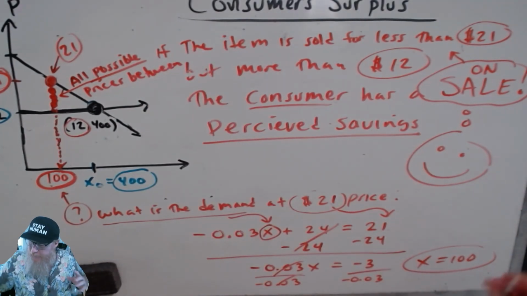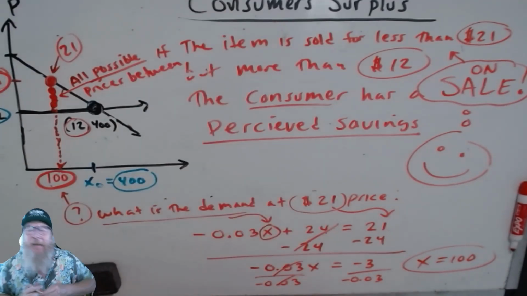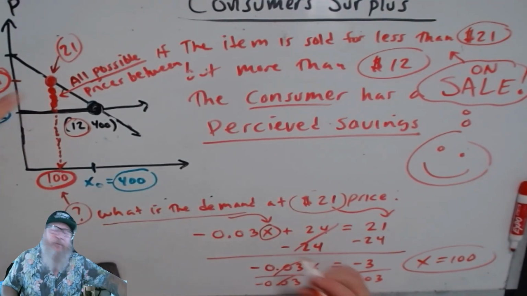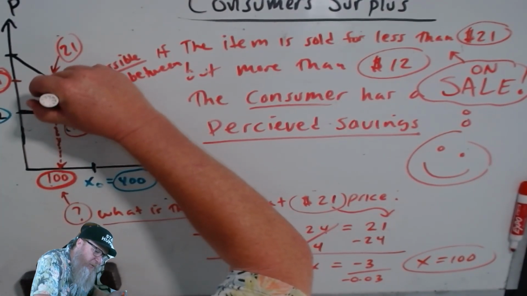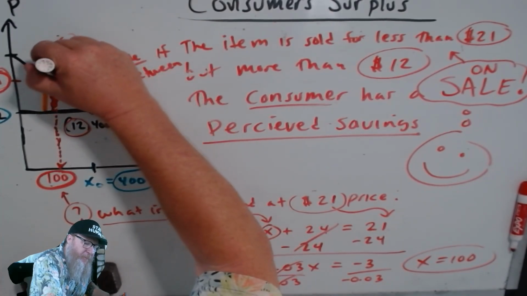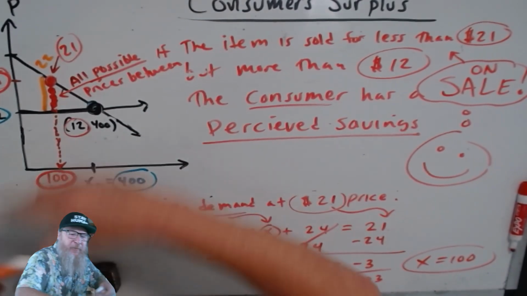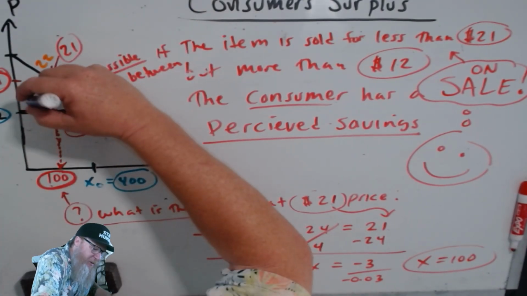All right, now what does this have to do with calculus? Well, think about it. That was just for $21. What if I did $22? Or what if I did $23?